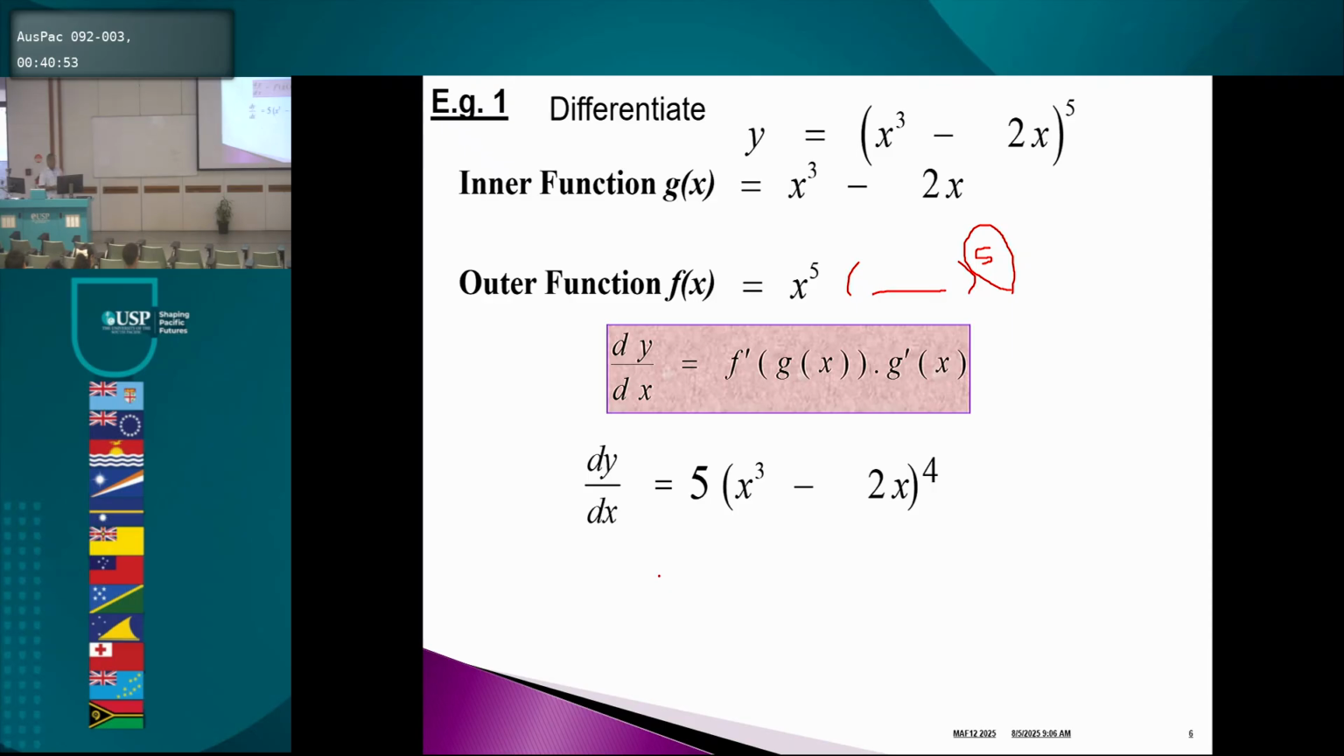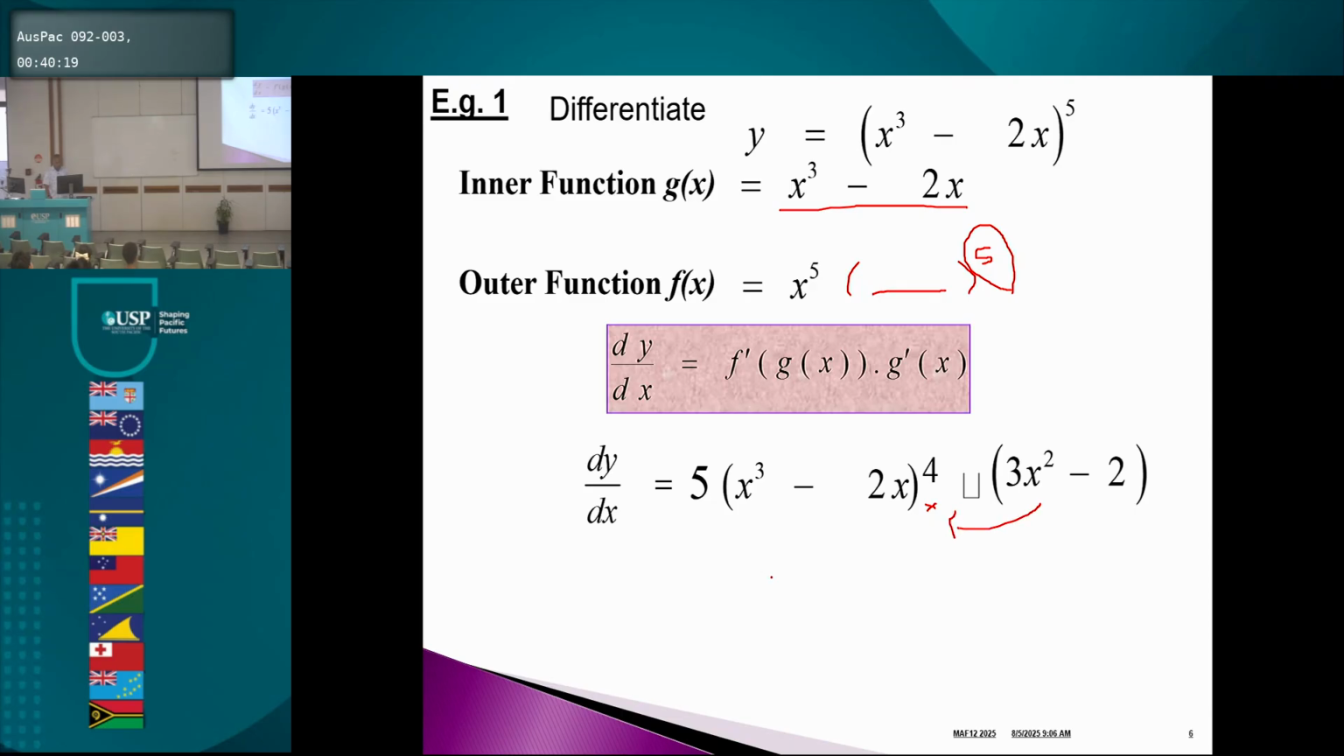And then we will differentiate the inner. What's the derivative of the inner function here? Differentiating x cubed minus 2x gives us 3x squared minus 2, and multiply to this. And we expect you to rearrange from here onwards. Now, it's up to you. You can leave it as it is, or you can decide to move this to the front.